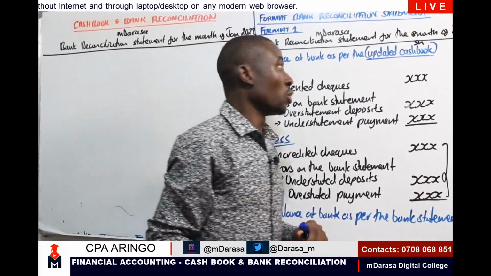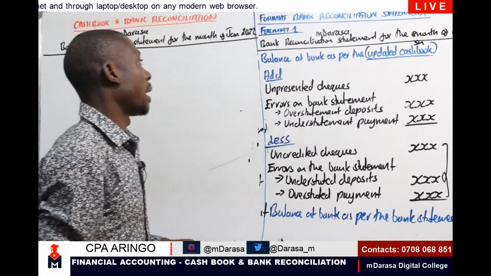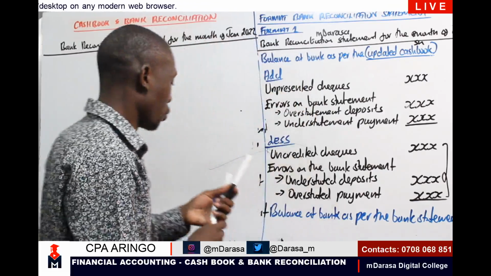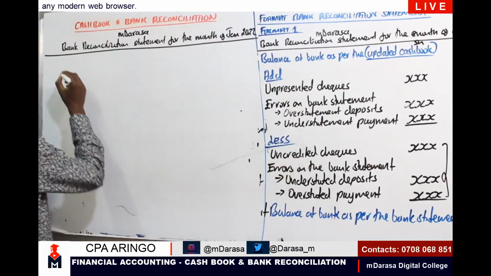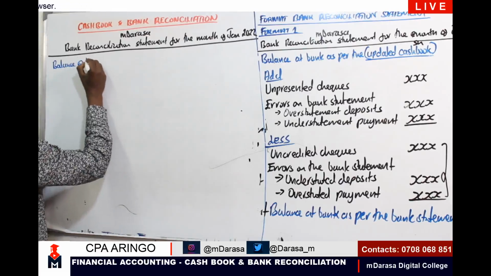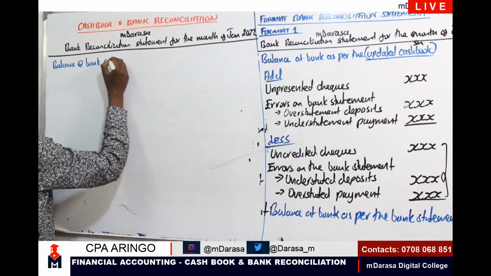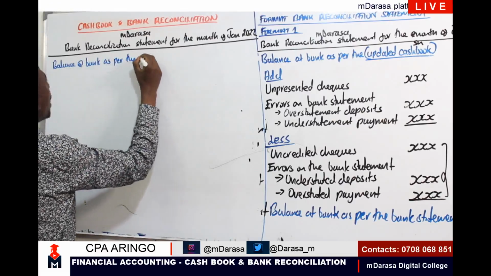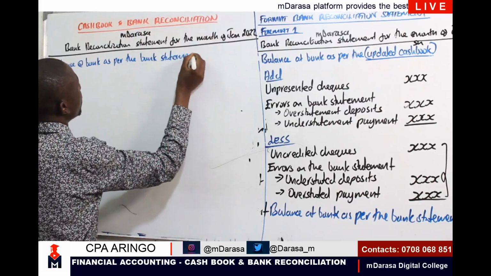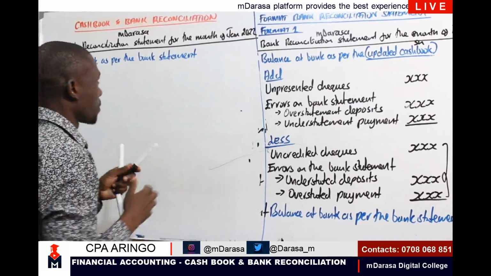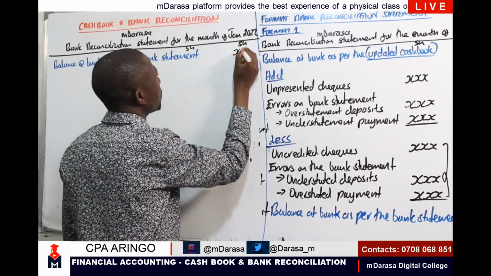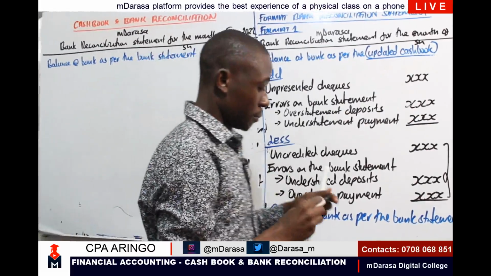So in this case, we are having balance at bank as per the bank statement. That's what you're going to start with. Are you seeing the difference, my good students, compared with the first one? Our currency, never forget. We're going to have it at that point.